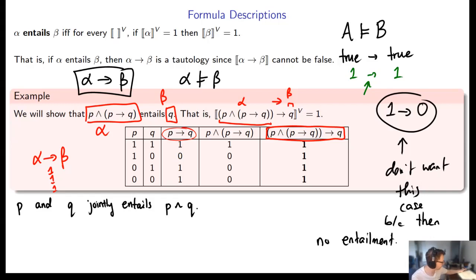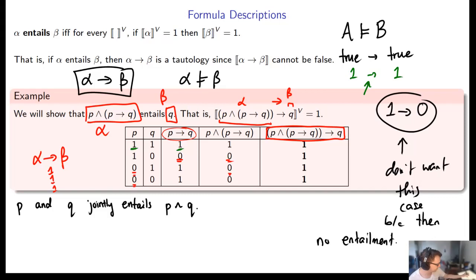Then at this point, P and P arrow Q gets a little more complicated. We're comparing these two columns. It's going to be true when both P is true and P arrow Q is true. So it's true in the first row because P is true and P arrow Q is true, but it'll be false in the rest because in the second row, P arrow Q is false. Therefore, they're both not true. And in the third and fourth rows, P is false, so P and P arrow Q is false.